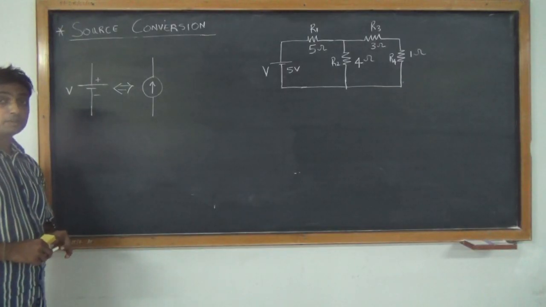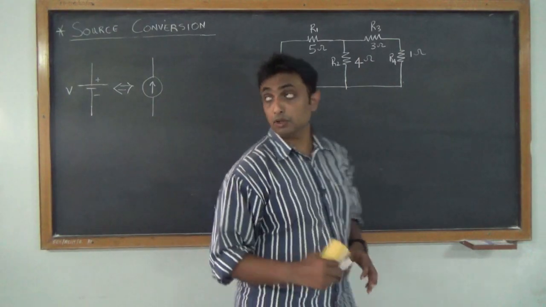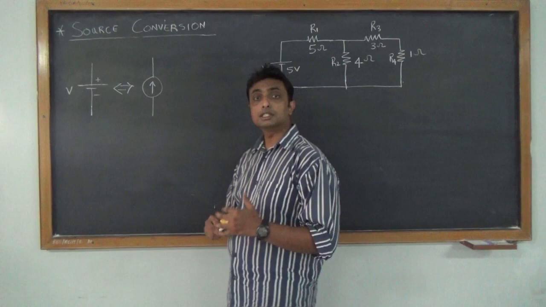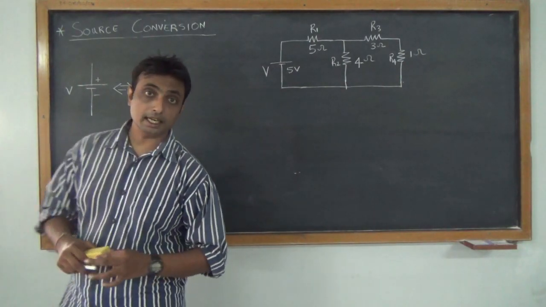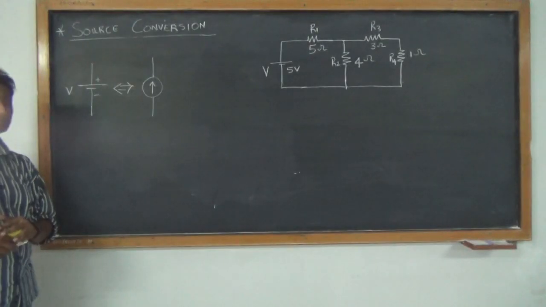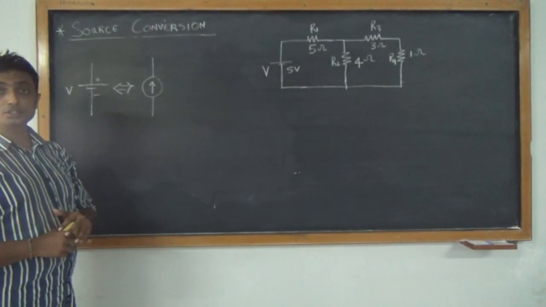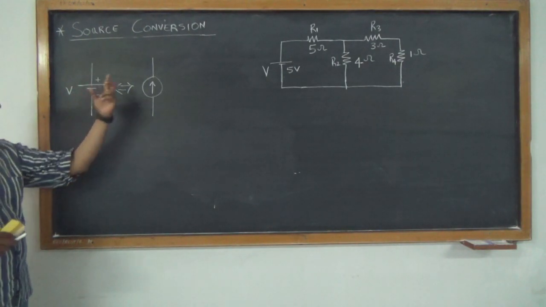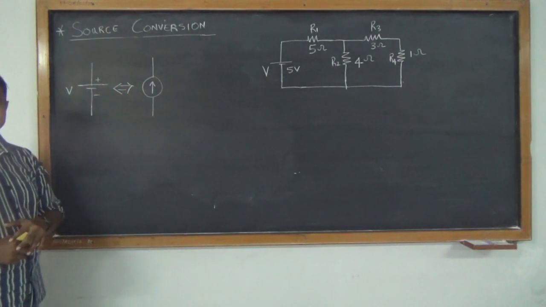Well, my name is Professor Viren Pereira and today I am going to tell you about source conversion. Now, how many types of sources are there in an electric circuit? The first source is your voltage source and the second source is your current source. Your voltage source is represented by this and your current source is represented by this.